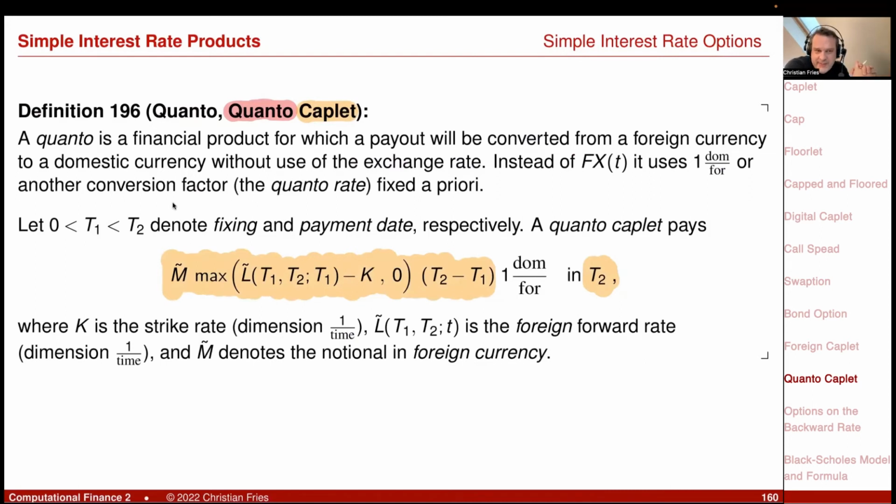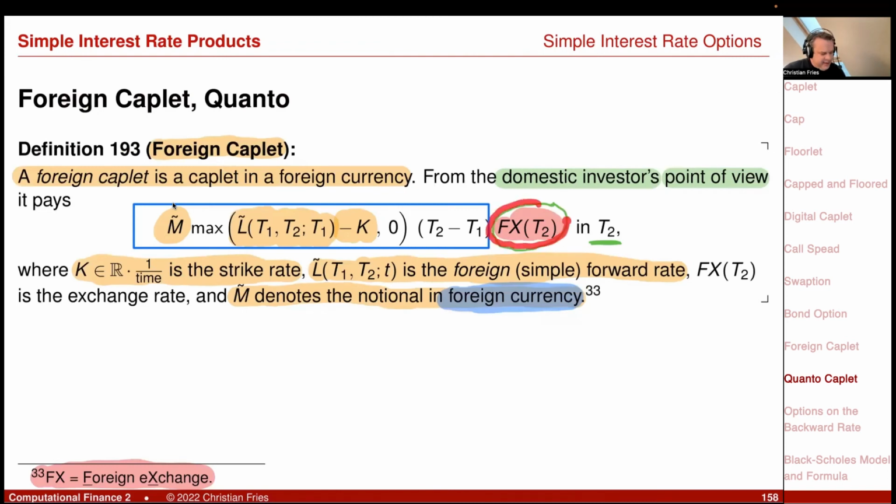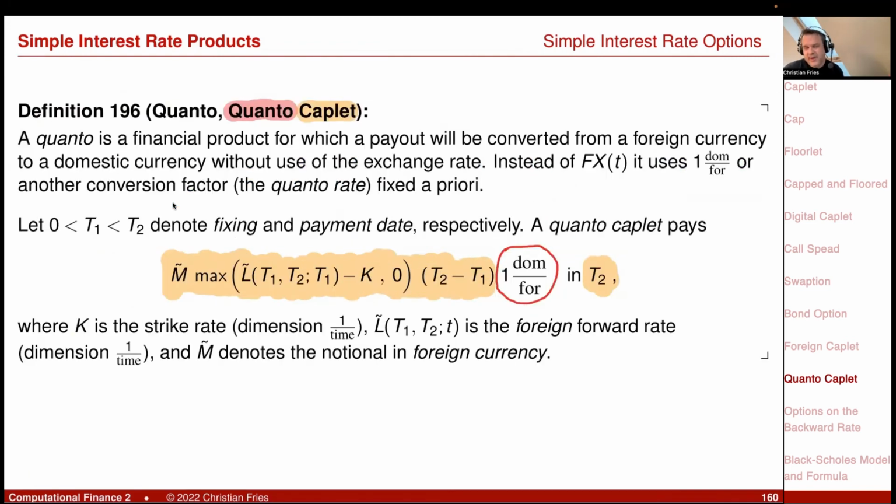If it would be a foreign currency caplet for the domestic investor, there should be the conversion to my domestic currency here. And now you see that instead of doing what the market would do, it would pay the foreign currency amount, and then it would convert the foreign currency to my domestic currency using the FX rate at the payment time. They just pay me this amount in euro.